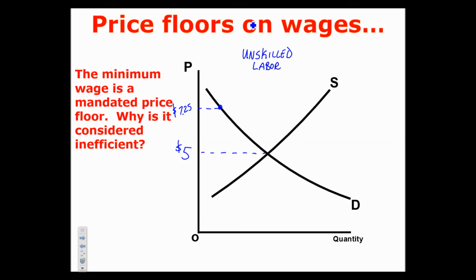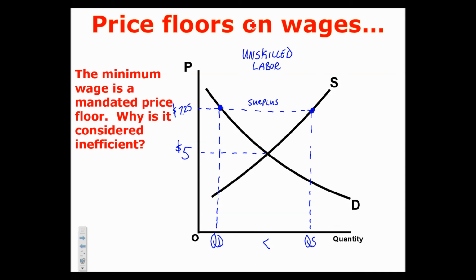So at $7.25, you end up with a quantity demanded of this amount, a quantity supplied of this amount, which means quantity supplied is greater than quantity demanded. We end up with a surplus. Okay, all of that makes sense. But the difference here is that the surplus is actually people. Okay, it's not extra milk or extra anything else. This is like people, so it matters.